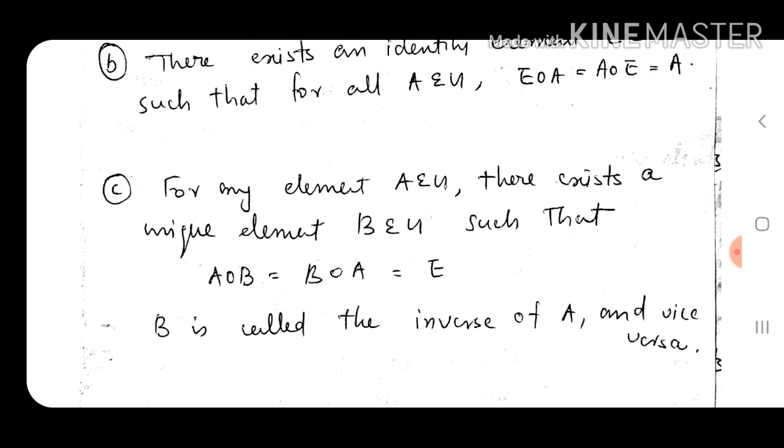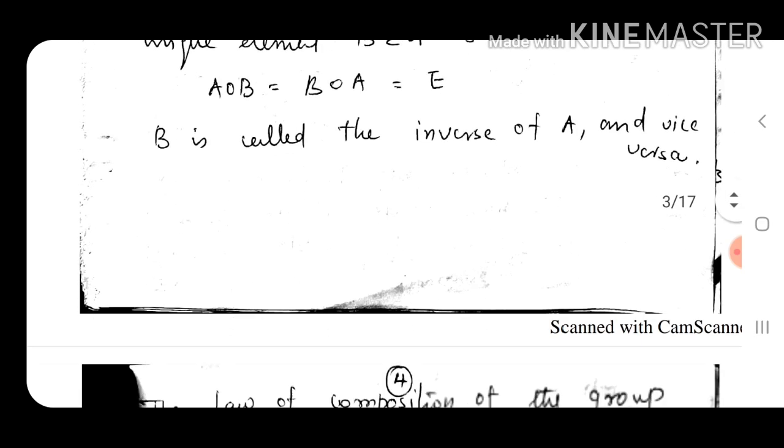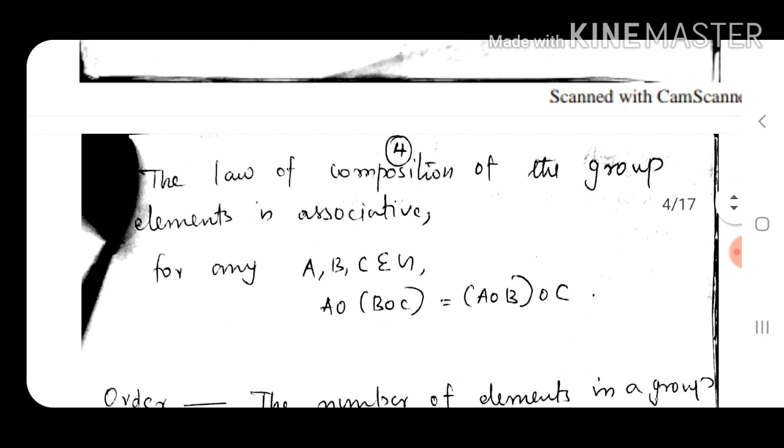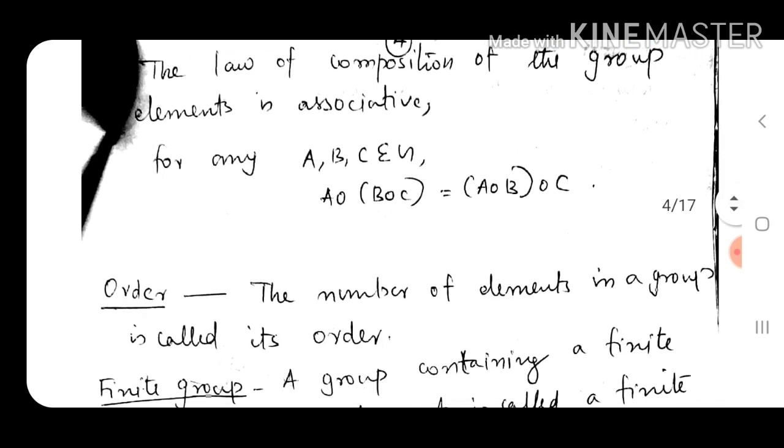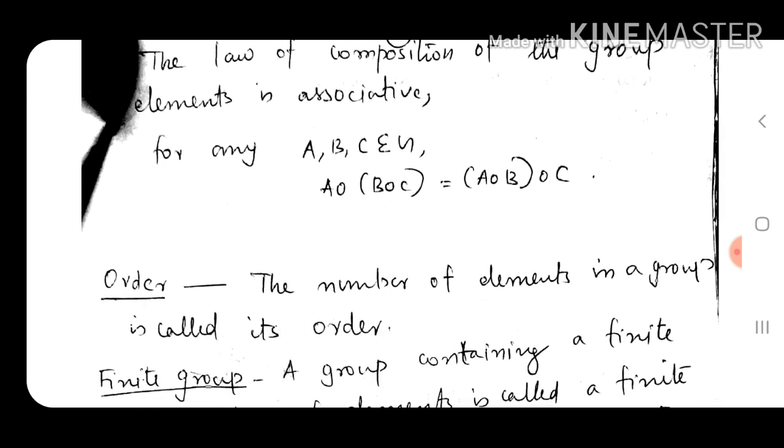And for every element A there exists a unique element B such that A composition B, and B composition A, is equal to the identity element. Okay, in that case B is said to be the inverse of A, or A is said to be the inverse of B. Then the fourth one, the associative law. If you take three elements, A composition B composition C, that is equal to A composition B composition C.